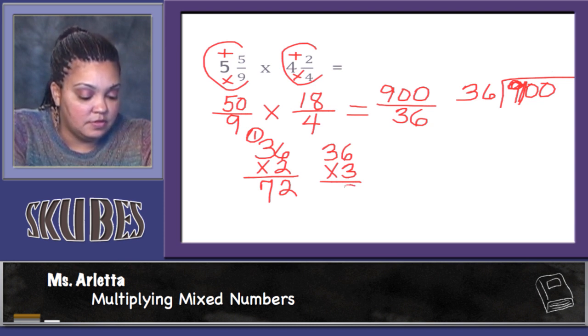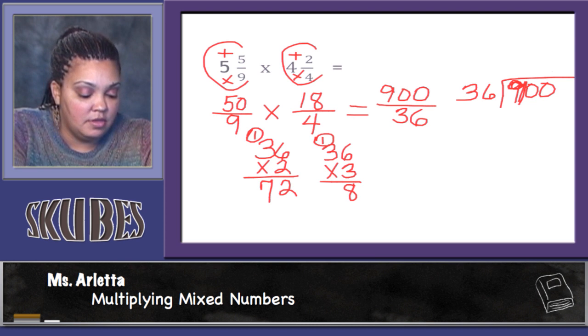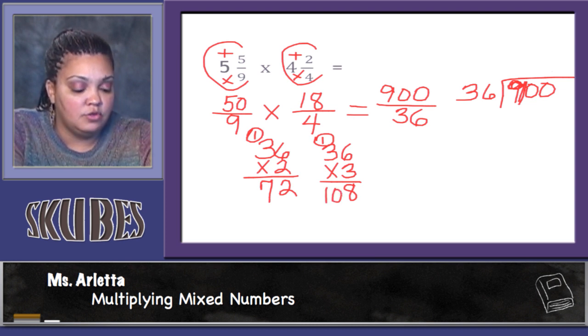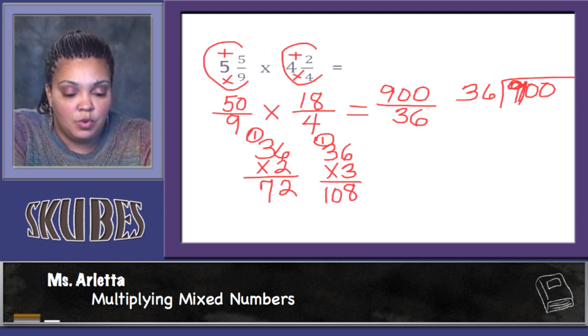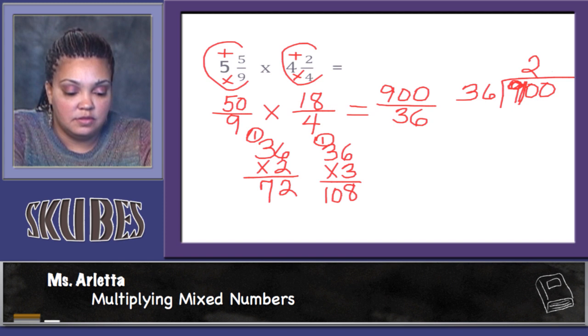3 times 6 is 18. Carry your 1. 3 times 3 is 9, plus the 1 makes 10. Now we have 108, so it's too high. We will have to go with our 2. We know now, because we just multiplied, that 2 times 36 is 72.